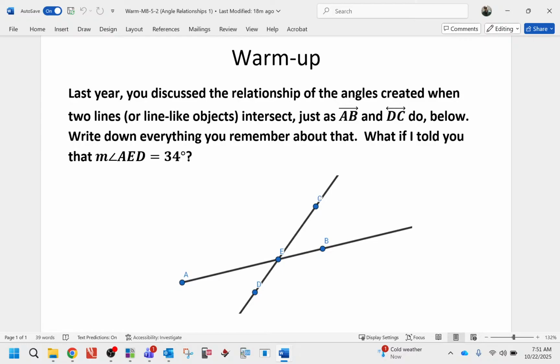Last year, we discussed the relationship between things created when two lines or line-like objects intersect, just like AB and DC do. Below, write everything you remember about that. What if I told you that the measure of angle AED was 34 degrees? See what you guys can do with that. I'm going to get this story on the road, so you're going to want to pause.